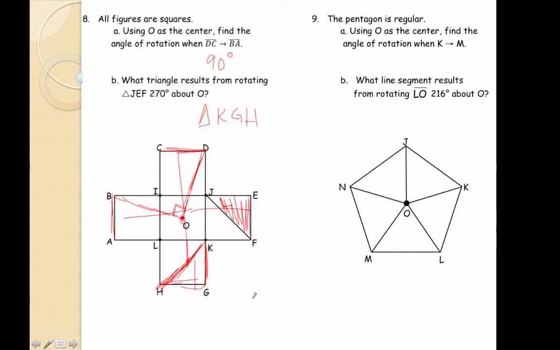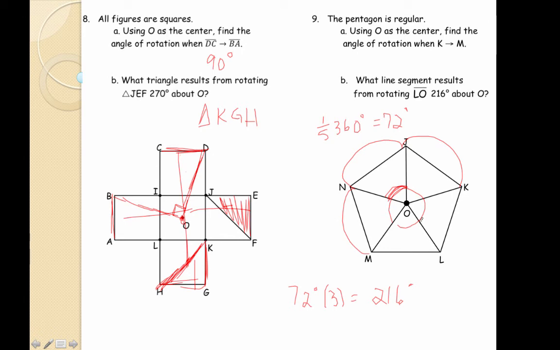Regular pentagon, so regular still means all the angles are the same, all the lines are the same, O is the center, so each one of these is 1/5 of 360. 1/5 of 360 is 72. So each of these little pieces is 72 degrees. To get from K to M, I go 72 degrees 3 times. So 72 degrees 3 times is 216 degrees.